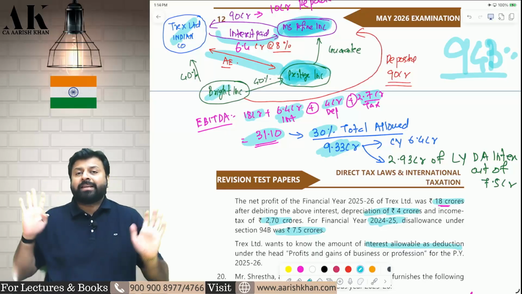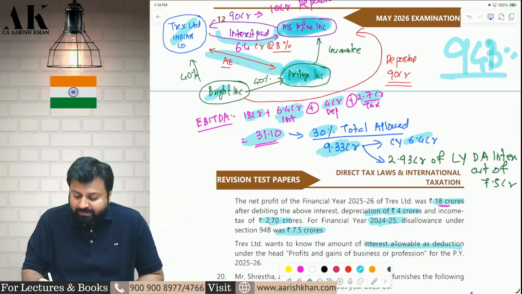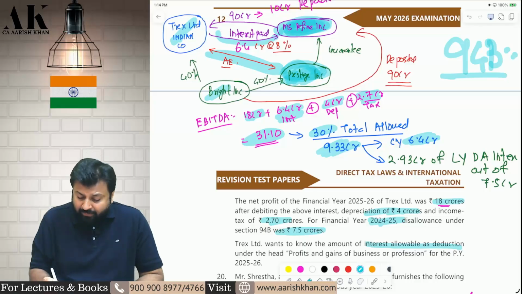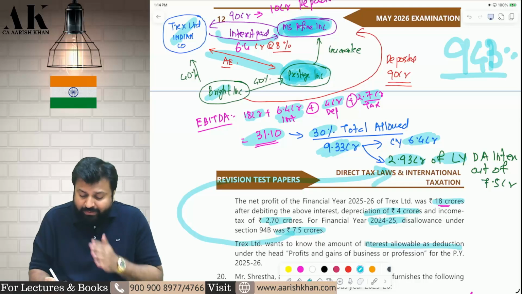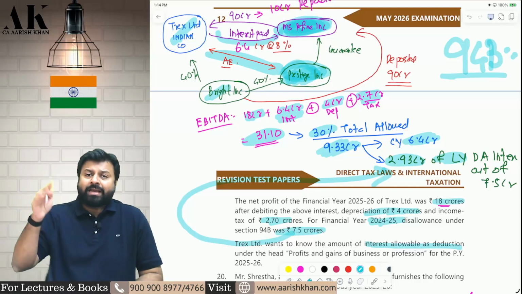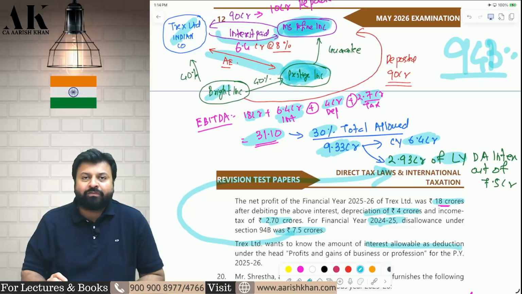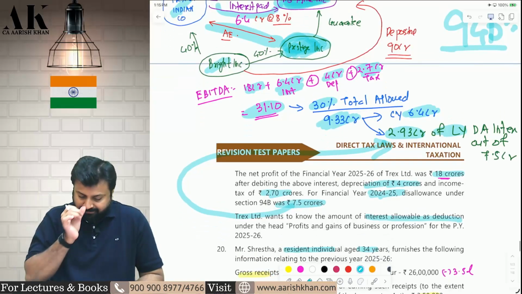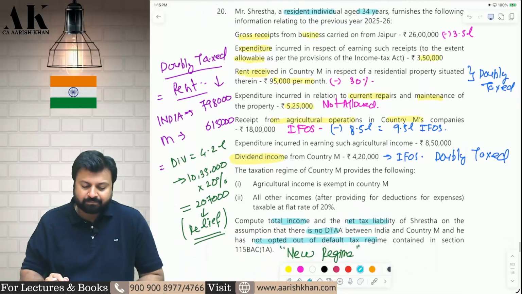Now, 9.33 crore interest you can claim in the current year, out of which 6.4 crore is current year interest. Therefore, the remaining 2.93 crore you can claim for last year. So, out of 7.5 crore, you can claim 2.93 crore in the current year, and the balance out of 7.5 crore, you can carry forward for the next years. I hope it is clear to all of you. It's a good question. We have done a similar question earlier also.